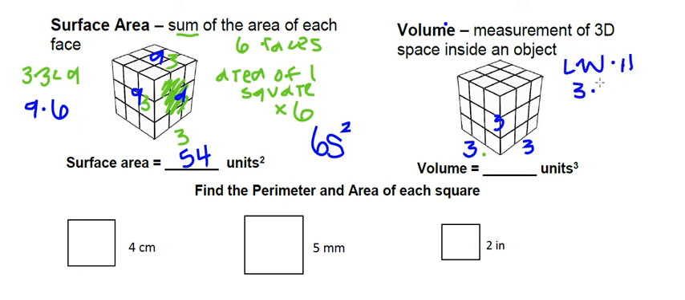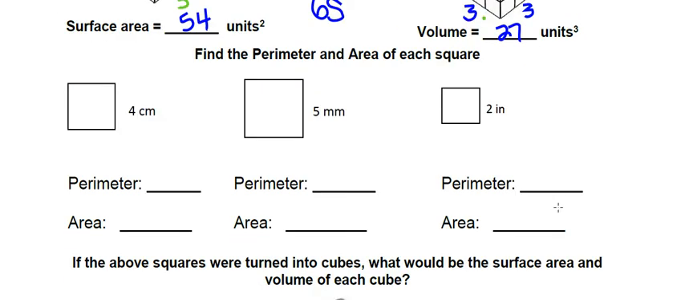So in this case, it's 3 times 3 times 3. So that's actually 3 to the third power. Well, 3 to the third power is 27, and here we are reporting in units cubed. And again, that's going to be very important to us. All right, so these next questions, pretty simple.